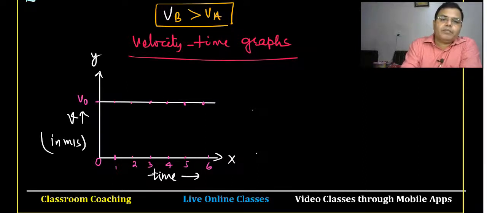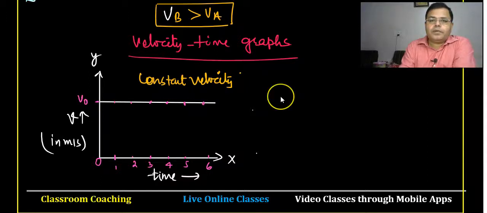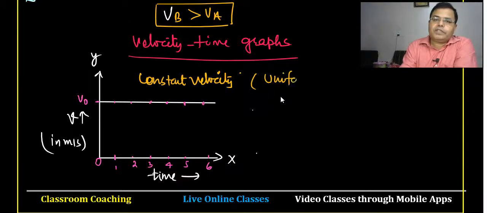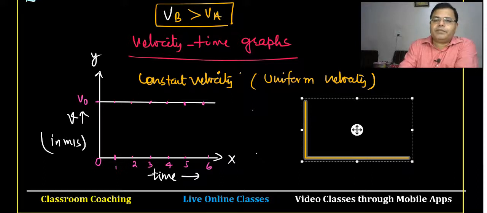Constant velocity means the velocity is not going to change. Velocity is constant, or you can say uniform velocity; this is also called uniform velocity, right? In the position time graph, the graph was a straight line, remember? Let me draw it here again so that you will be able to understand it clearly. In a position time graph, uniform velocity is represented by a straight line.